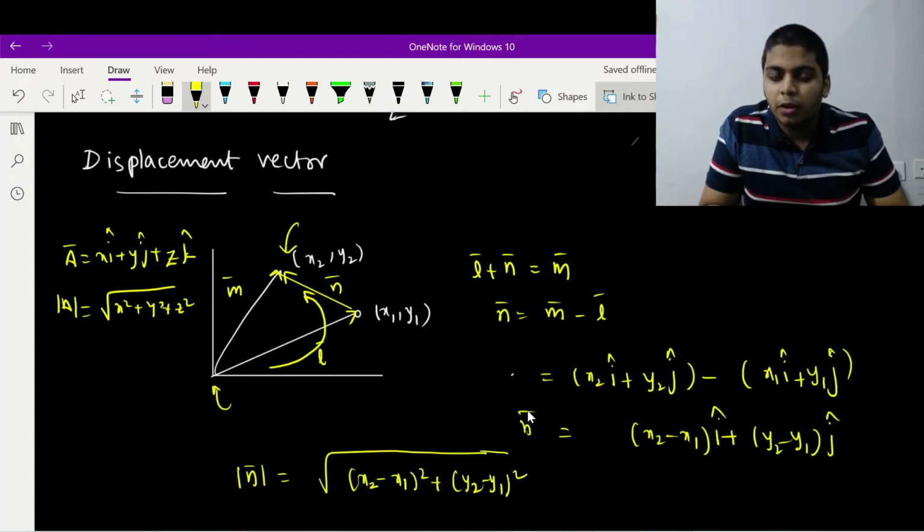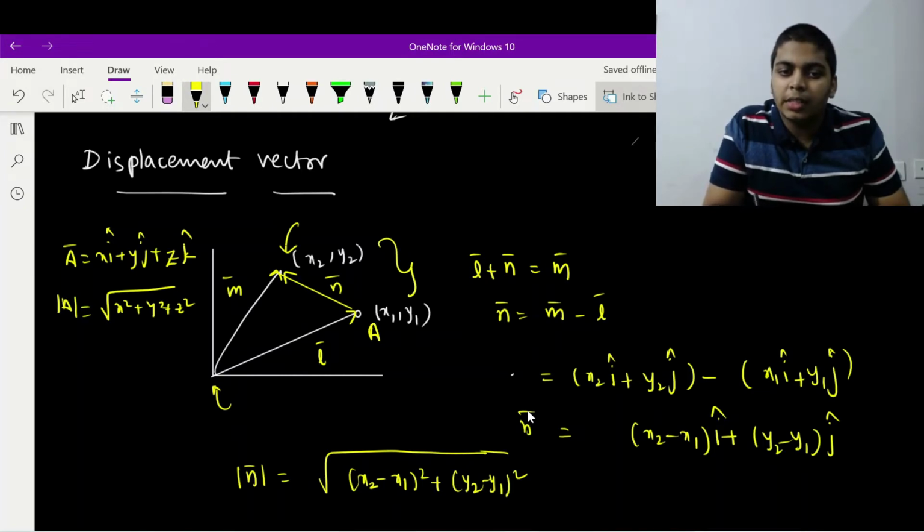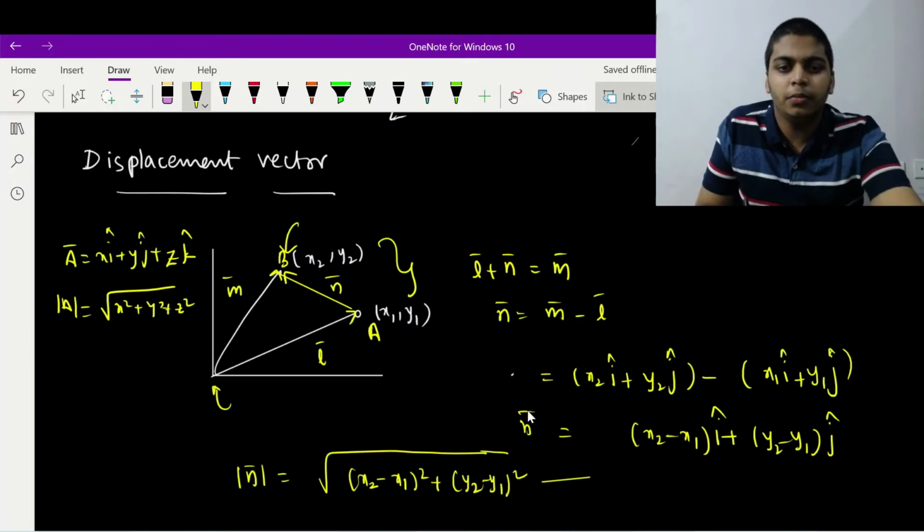Now you can also say that this is the distance formula between two points, right? This mod N is nothing but the distance between two points. Let us say this is your A and this is your B, and that is indirectly the magnitude of the N bar, which is drawn from A to B.